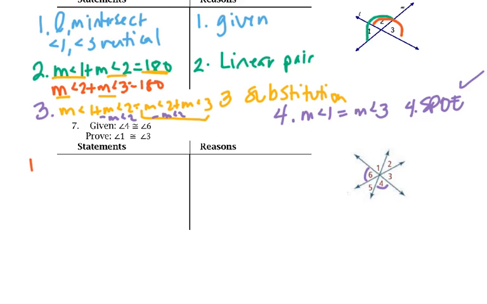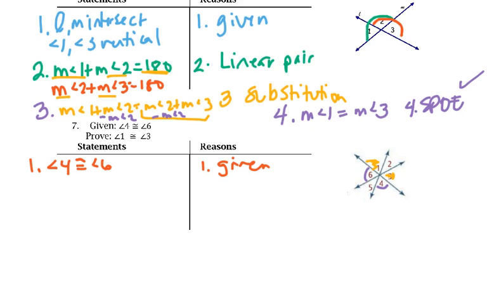So the first thing I always do on a proof is I list my givens. So angle 4 is congruent to angle 6, and that is given. Now, what I'm supposed to prove is that angle 1 is congruent to angle 3. So I'm going to put that just kind of in yellow. So I need to prove those.